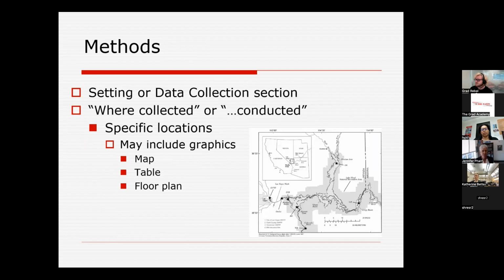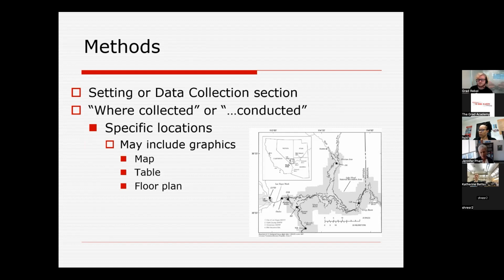So a little bit more specific to some of those different sections of the method section. The setting or the data collection: where were the data collected, or where was the study conducted? You want to be specific about the location. So did you collect data here in Clark County, Nevada? Did you collect data across the United States? Did you collect data across multiple countries? Like, where did your samples come from? You want to be specific.